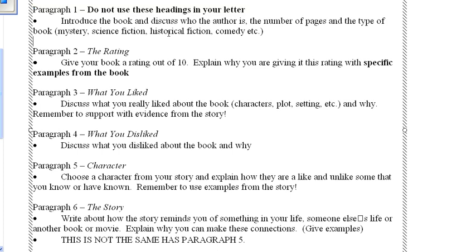So you're going to introduce the book, discuss who the author is, the number of pages, the type of book: mystery, science fiction, historical fiction, comedy, etc. Remember, fiction means it's not real. Nonfiction means it actually happened. It's a big thing that kids forget.